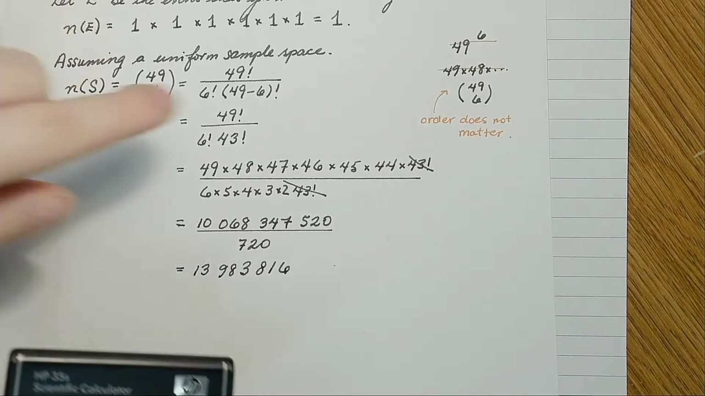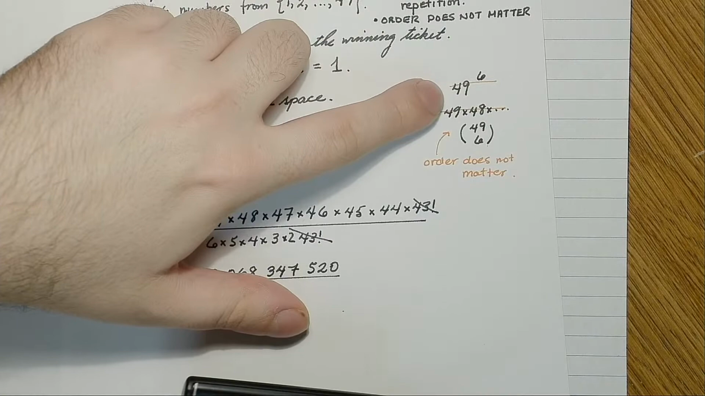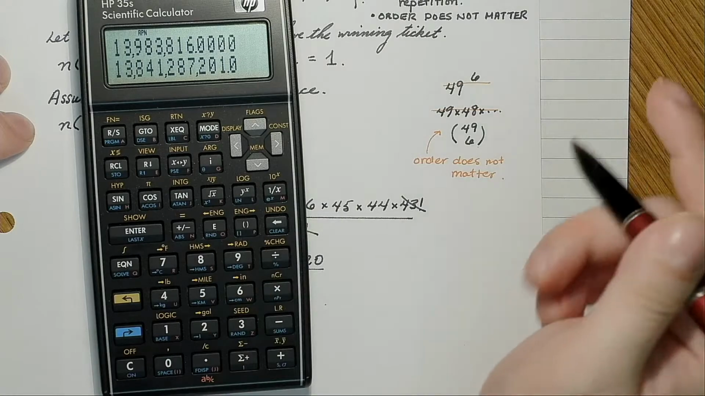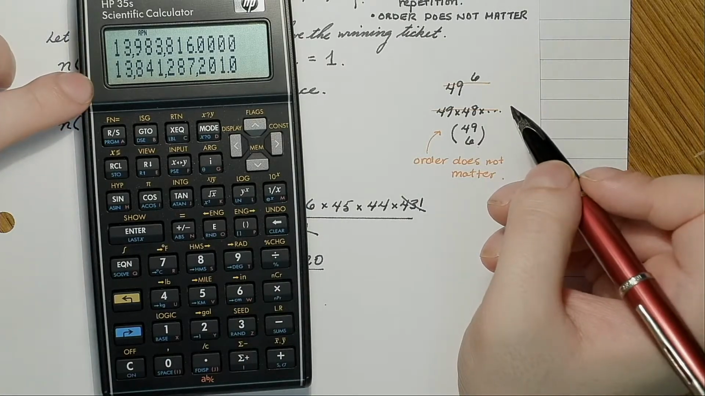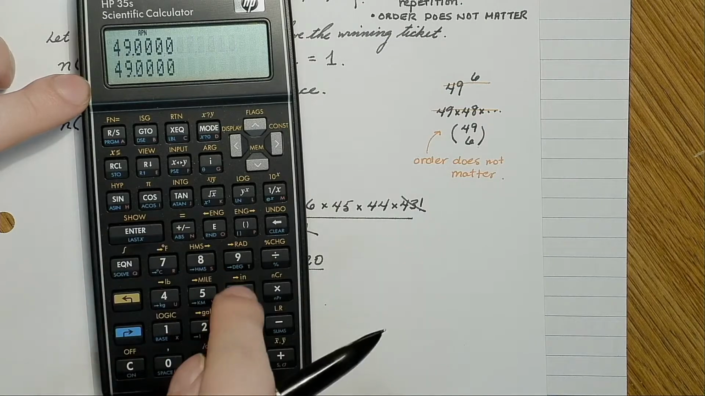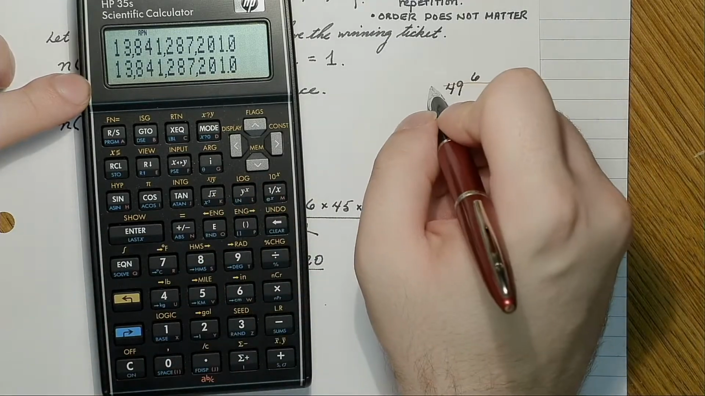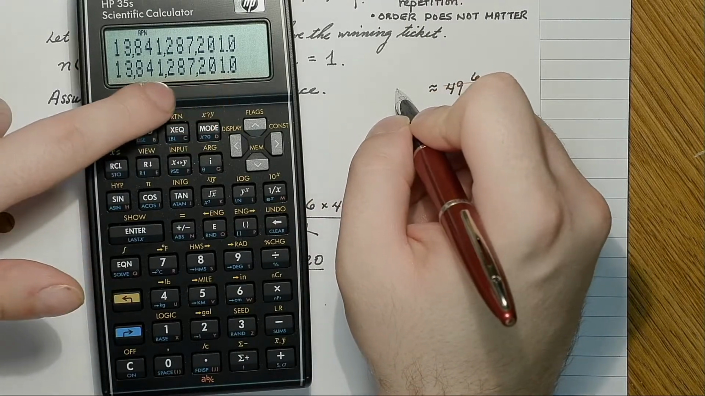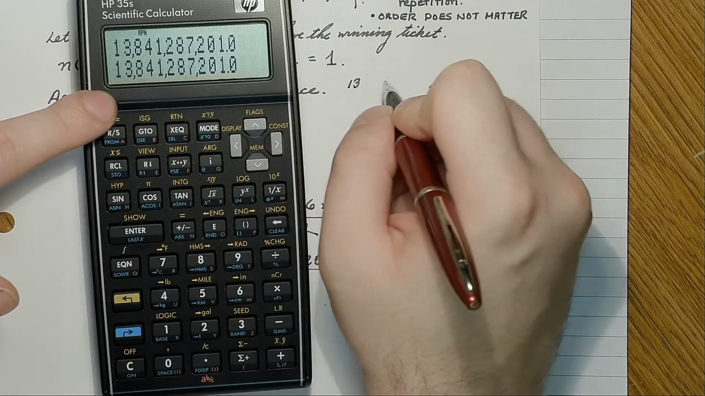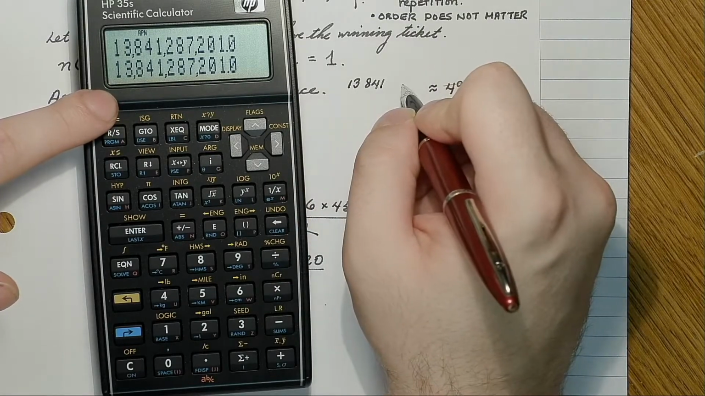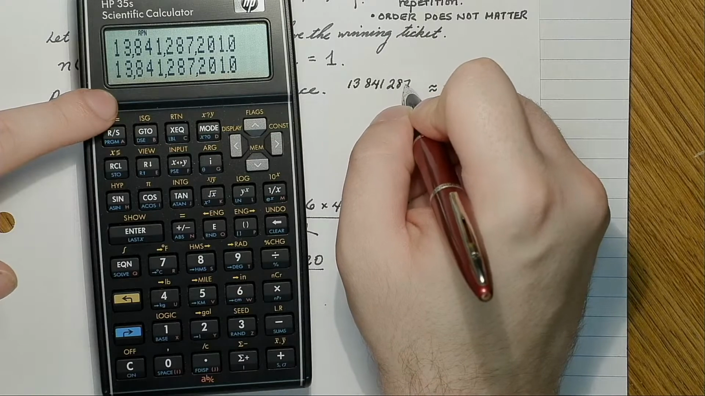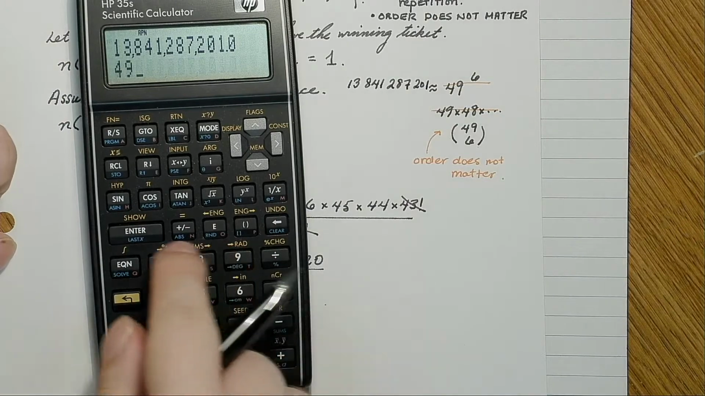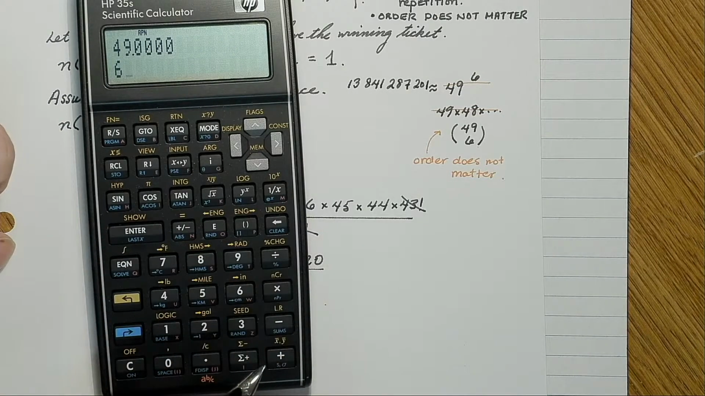Just to give you an idea, if you did have with repetition, that's 49 to the 6, which is approximately 13,841,287,201, and that one would be 49 permute 6.